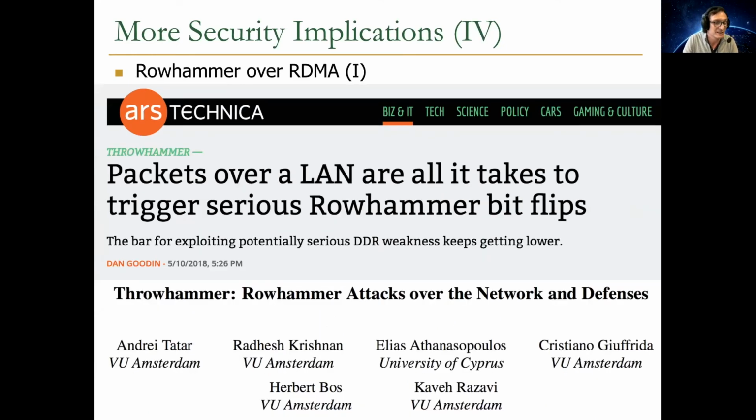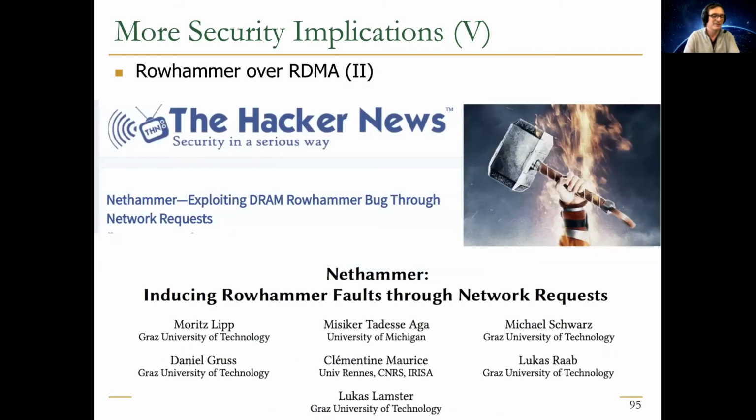Other folks actually show that you can do these RowHammer attacks over the network, so take over a remote machine by hammering its memory. Some other folks, these are competing folks, let's say, show that they could do exactly the same thing. So these are repeated many, many times, as you can see.